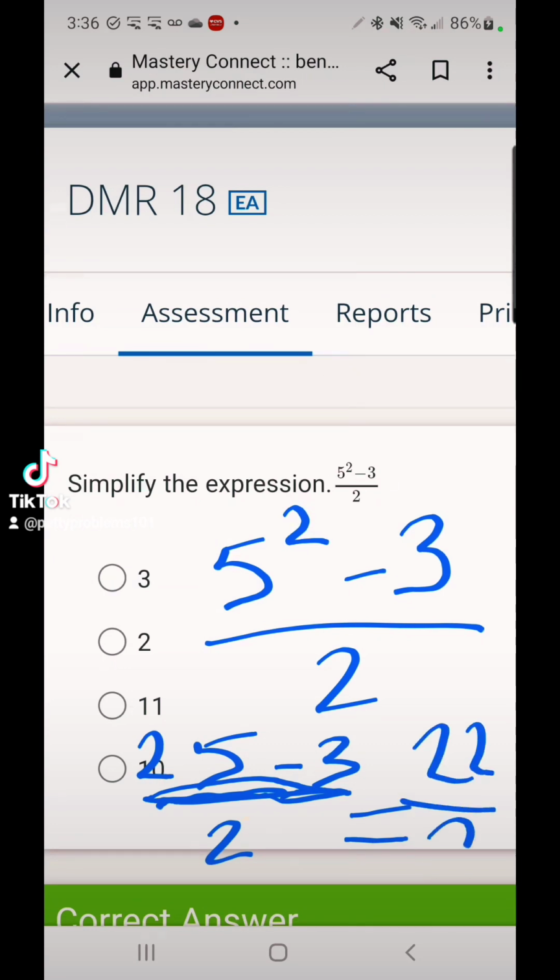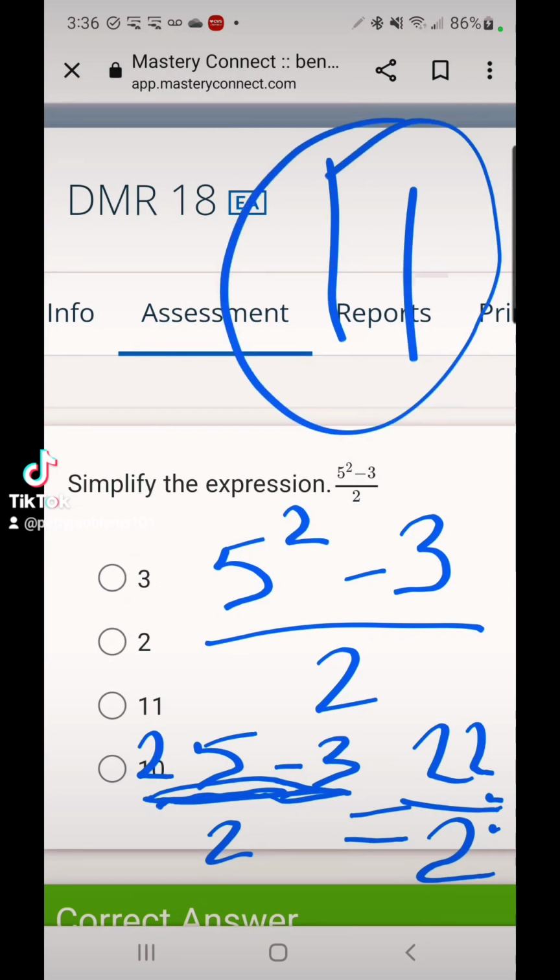over 2. Well, look at that. The answer is a whole number. 22 divided by 2 equals 11. That is your answer. And there, colored in the answer.